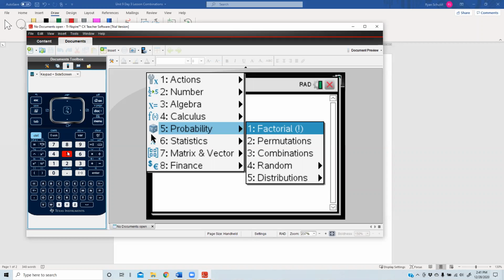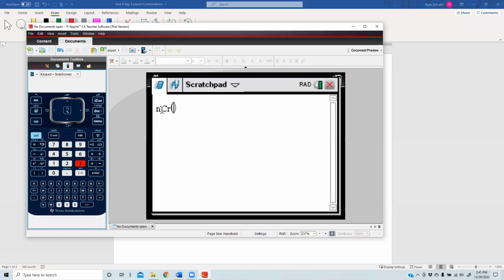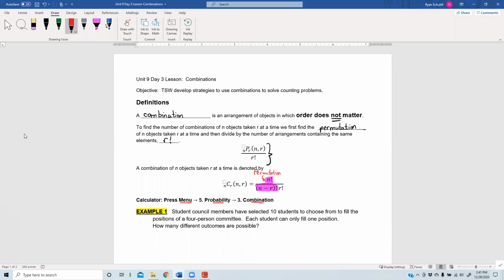And today we're doing combinations. So that would be 3. Menu 5, 3. That gets you your combination. Notice it says nCr. So the syntax in the calculator is the same. If we have nCr out here with our blanks, this is how you'd have to type it in the calculator. This first blank right here is your n, so how many you're picking from. The second blank is your r.